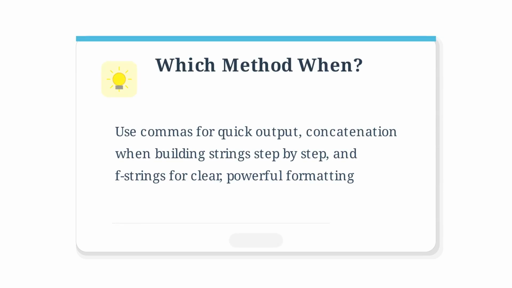Use commas for quick output when you just need to display values fast. Use concatenation when you're building strings piece by piece over multiple lines. But for most situations, F-strings are your best friend. They're clear, powerful, and easy to read.